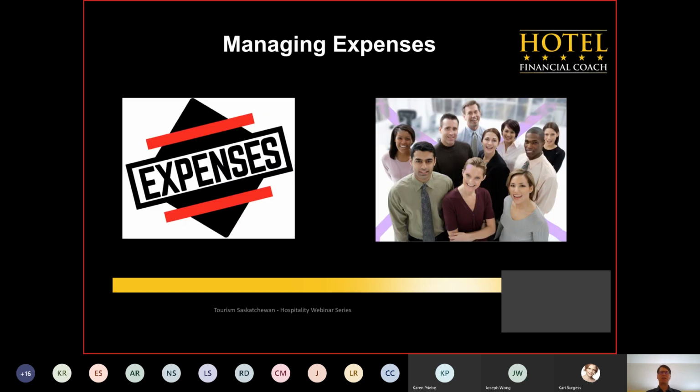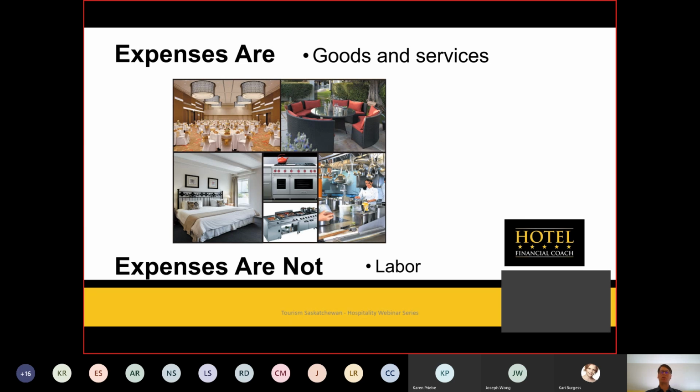So when we talk about managing expenses, we're talking about things, not people. Or another way of looking at it is we're talking about expenses, which are goods and services. Expenses are not labor. And I know we confuse these terms because we often say the biggest expense in the hotel business is labor. Well, labor is an expense in the sense of it's deducted from the revenues in the P&L to get the profit. But expenses are separate from labor. Expenses are for things, goods, and services. So don't confuse the two. It's just really important.